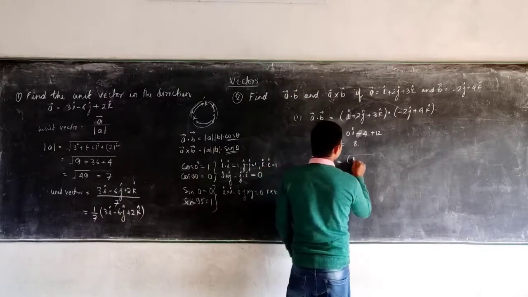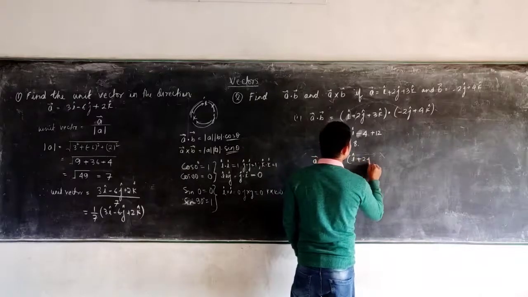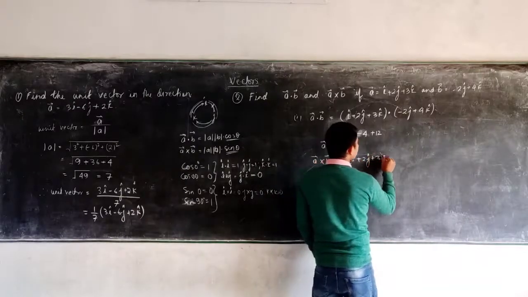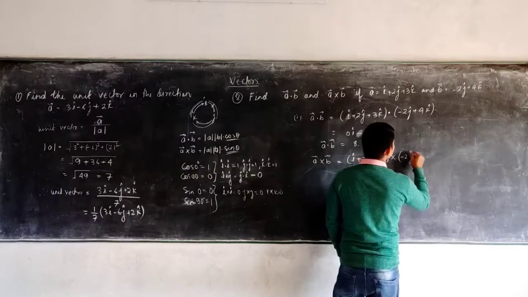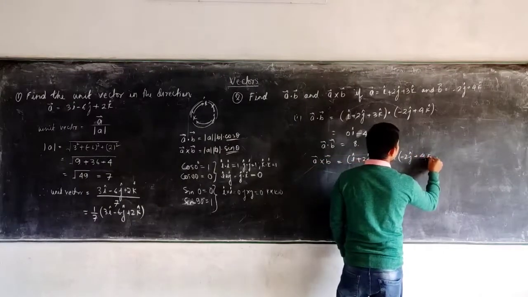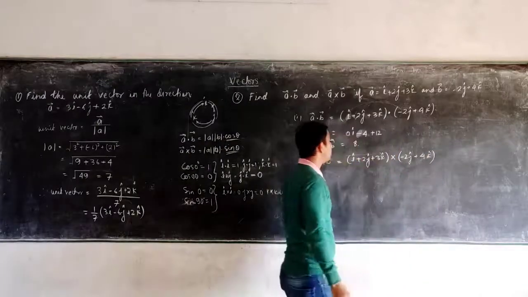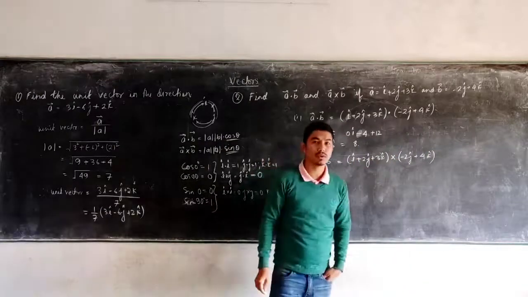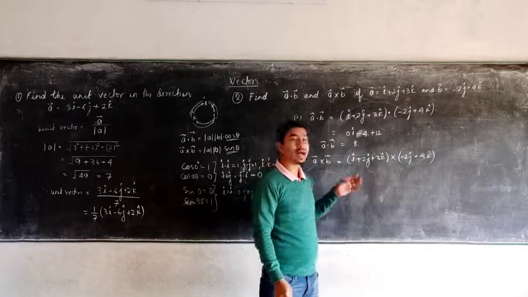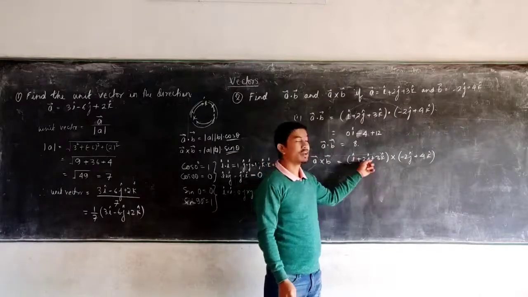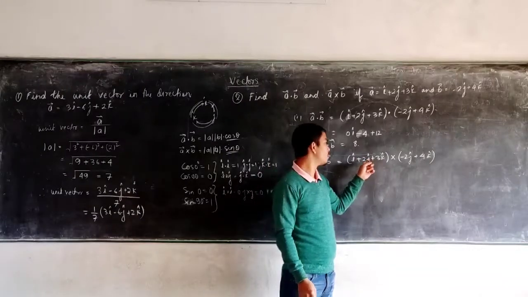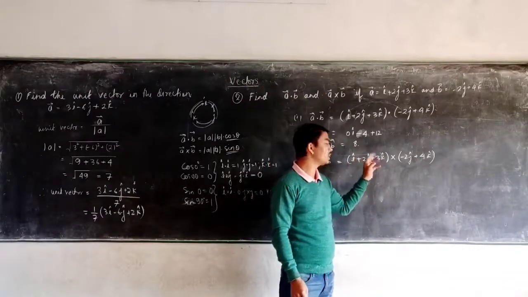I'll write the same thing. So it is I cap plus 2 j cap plus 3 k cap, cross minus 2 j cap plus 4 k cap. In this case, we have learned that I cross I will be equal to 0. So you do not have to multiply I with I, but I is to be multiplied with j and k. Similarly, j, you don't have to multiply it with j, but you have to multiply it with I and k.